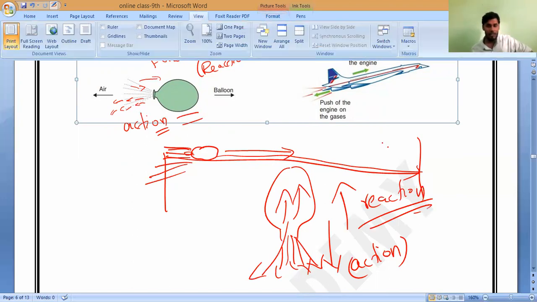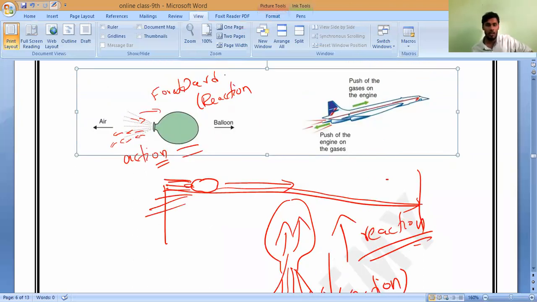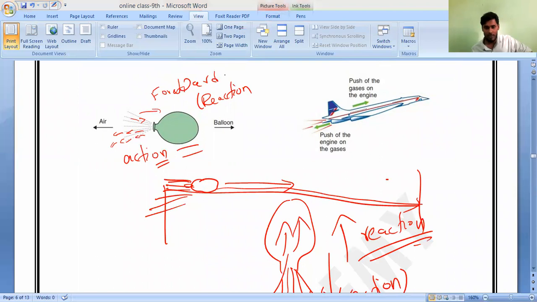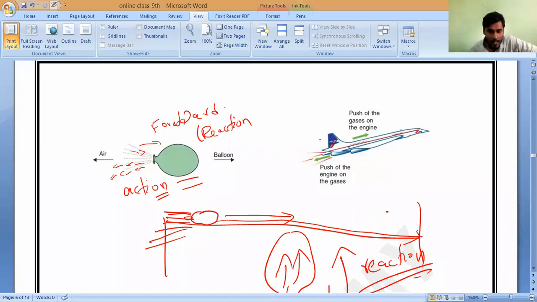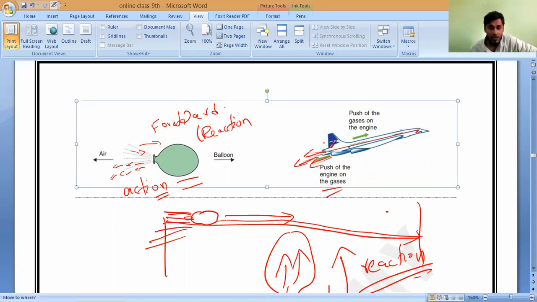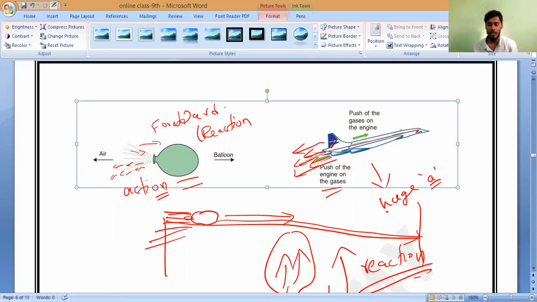Same way with jet engines, aeroplanes and rockets; everywhere the same thing is happening. Observe this picture carefully. Hot gases are coming out. The engine pushes very hot gases out at high speed, so that they produce a huge amount of acceleration. The engine is pushing the hot gases from the back of the aeroplane or jet rocket, so these hot gases move in the backward direction.